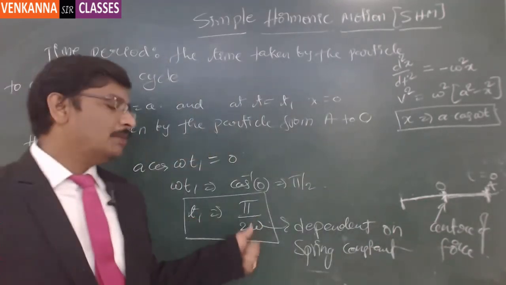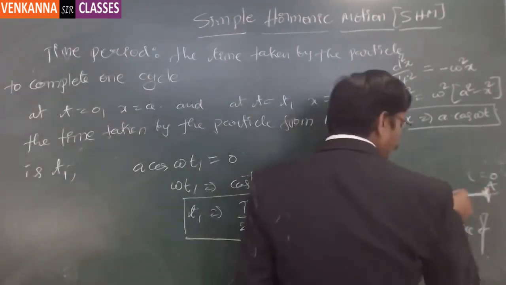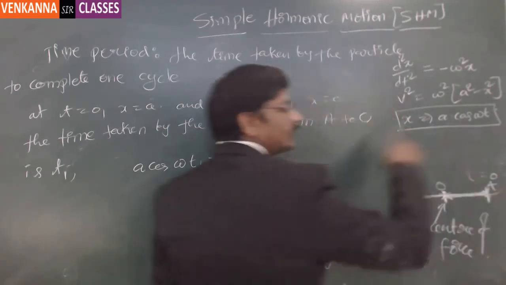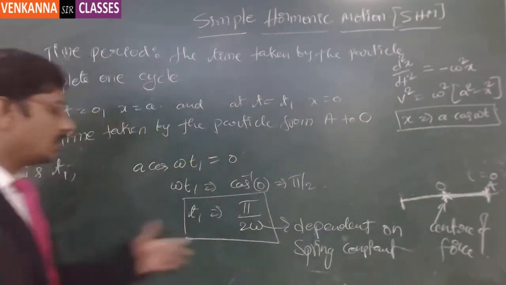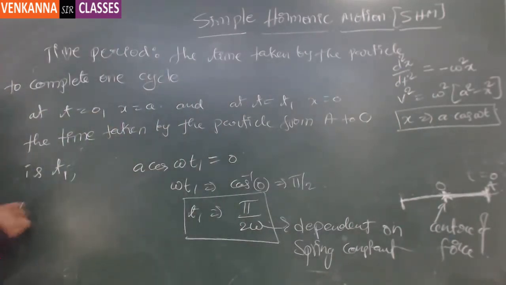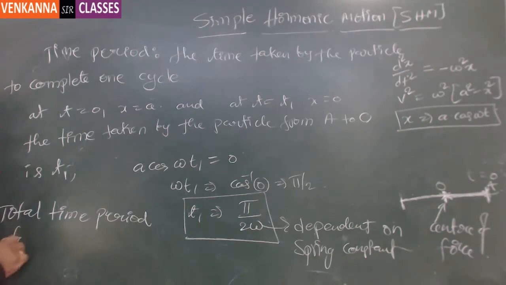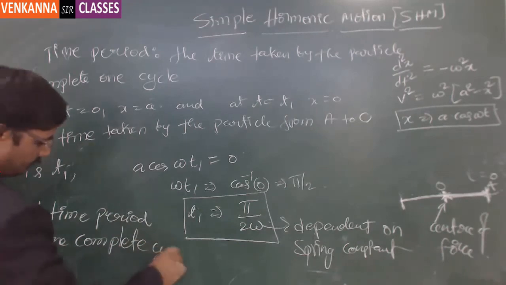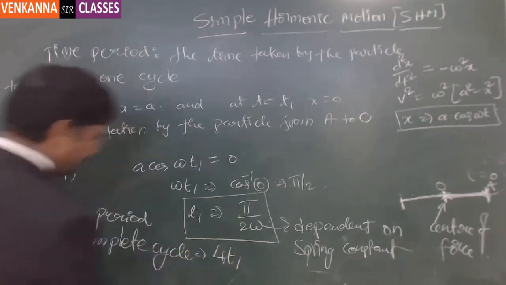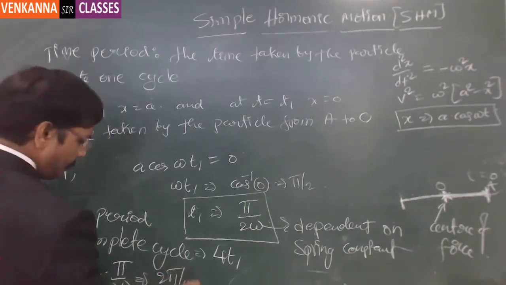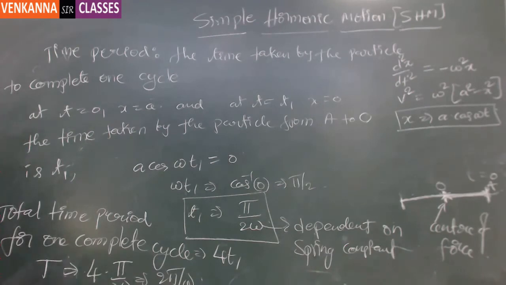Now this pi by 2 omega is the time taken from here to here. Then it has to go till this point, come back, and then go till this point. Only then it will complete one complete revolution. That means the total time period for one complete revolution is 4 times t1. So this is what is called the time period. T is equal to 4 times pi by 2 omega, or 2 pi by omega. So 2 pi by omega is the time period.